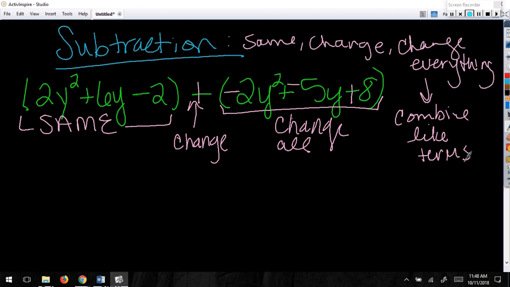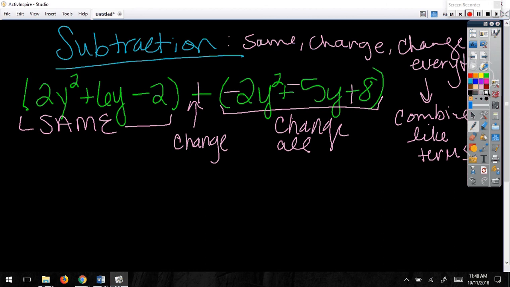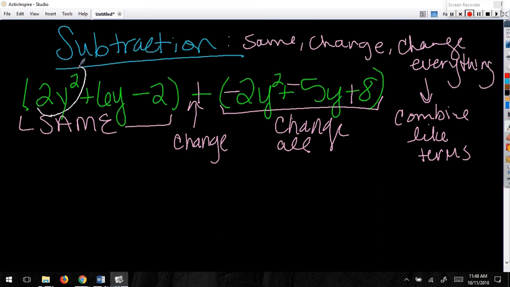Okay, so let's look at this one and let's combine the like terms. Let's do the squareds first. I've got 2y squared and negative 2y squared. So together, remember, I'm combining just the coefficients and leaving the variable and the exponent alone. So 2 and negative 2 actually give me 0, and those cancel.